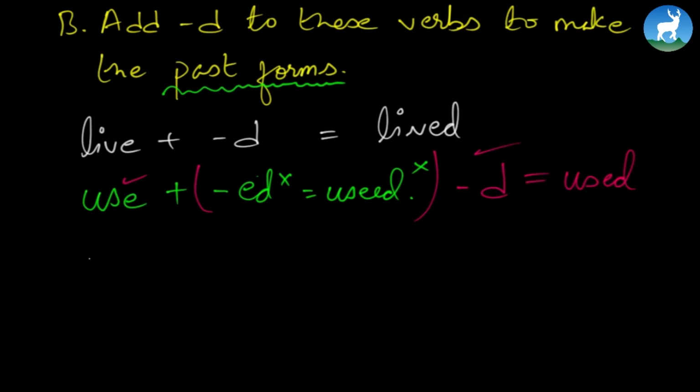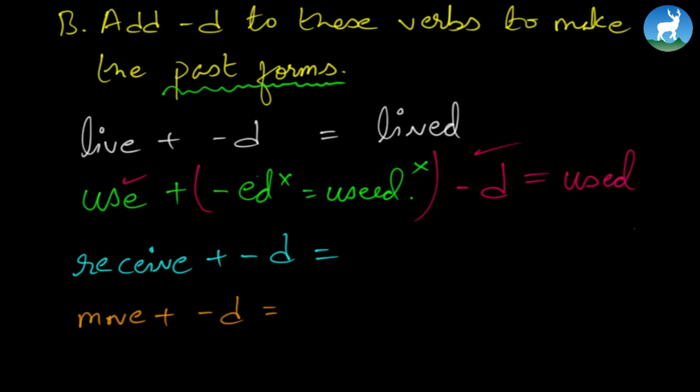See? Simple as that. Now, receive plus d, again, what do you think you'll get? Now we have move plus d, and finally, we will have apologize, meaning to ask for forgiveness. Apologize plus d would give you apologized. Again, you can do this in the classroom. Let's move further. Number C, which says, change these verbs into past form.